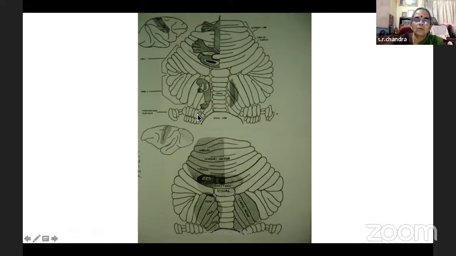And this is the flocculonodular lobe, where the leg is there. So this also will produce gait ataxia, but it is linked to the vestibular nucleus. Because of that, vestibular type of eye movement will happen. So that differentiates it from the paleocerebellum. Paleocerebellum is only leg, gait ataxia. Flocculonodular lobe or archicerebellum is leg plus vestibular connection. So eye signs plus gait ataxia is flocculonodular lobe.